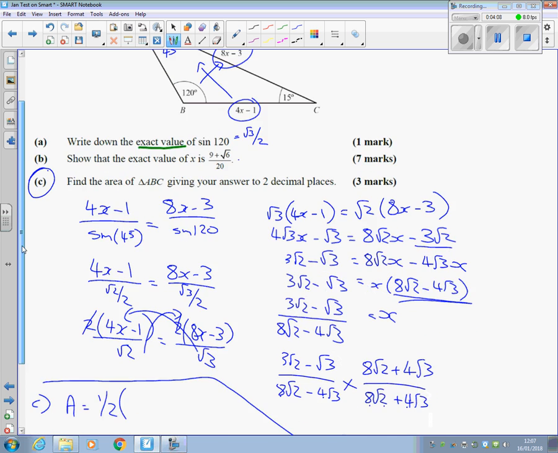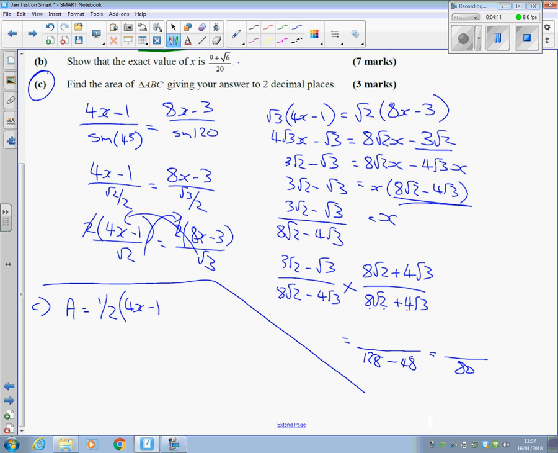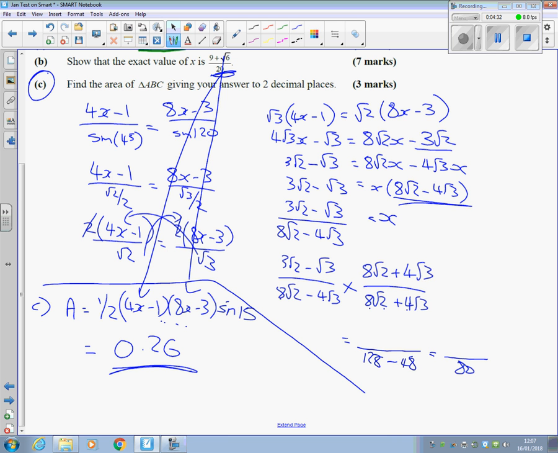A half of 4x minus 1 times 8x minus 3 times the sine of the 15 between them. And all you do now is tap in this value here and put that in where your x's are. Just tapping all of that in actually gives you the answer of 0.26. So a bit of working in here and the answer of 0.26. You could have jumped to that even if you got lost in all the algebra here. I'm going to stop there.